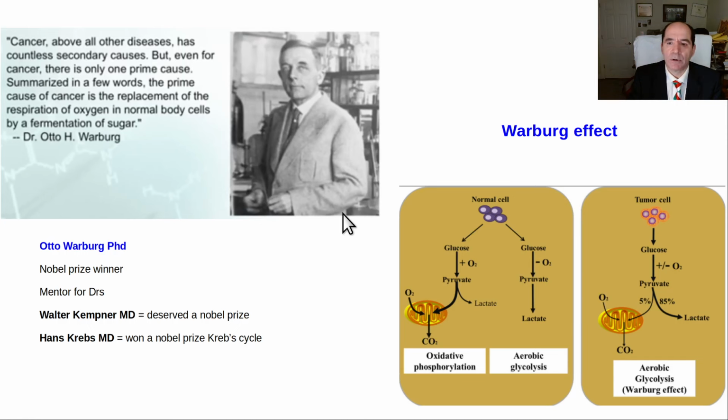Here is Otto Warburg. Otto Warburg was a German biochemist, considered by many the best biochemist of the 1900s. He trained Walter Kempner, considered by many the greatest doctor until Dr. McDougall's era. Hans Krebs, who discovered the Krebs cycle and the urea cycle, were Otto Warburg's students.